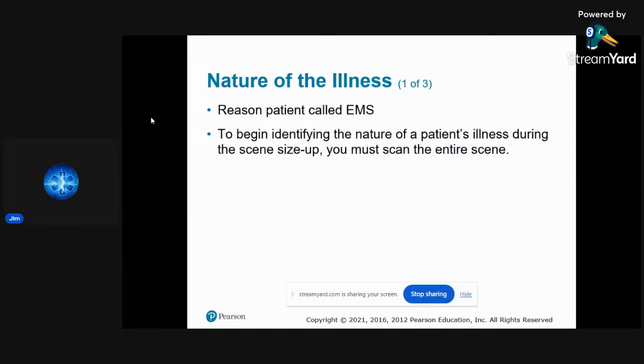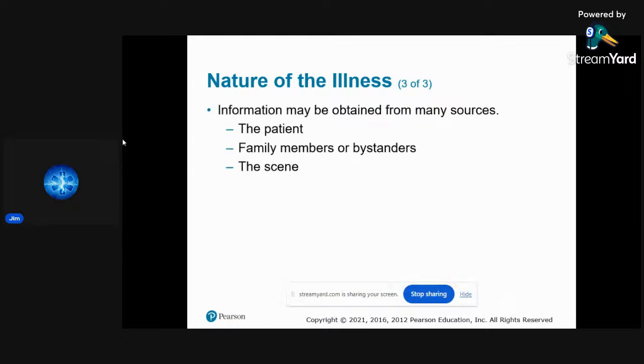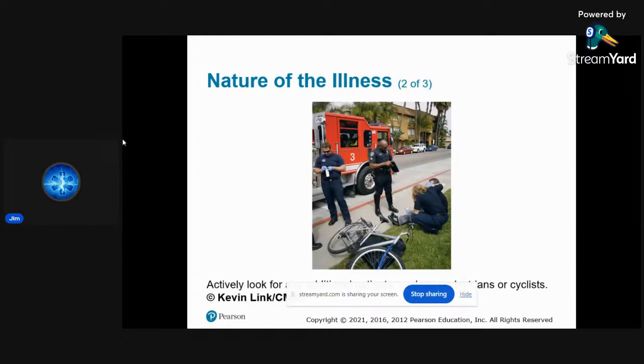Nature of illness. This is a medical call. This is a lot of our calls, right? It's medical. That's the reason why they call 911. To identify the nature of the patient's illness during scene size up, you're going to scan the entire scene, right? Nice picture. This looks more like a trauma than an illness, but we can't get tunnel vision on the traumatic injury. Maybe he had an illness to start with that caused the injury.